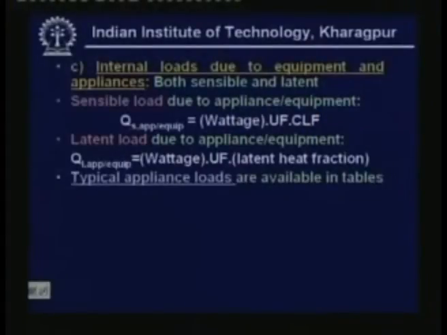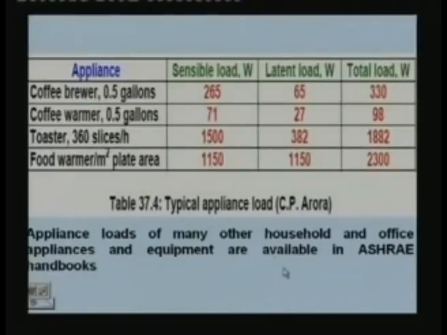And typical appliance loads are available in the form of tables. Let me show a typical table. This table is taken from Professor Arora's book, and here I have just shown 4 appliances. A coffee brewer of 0.5 gallon capacity rejects about 265 watts of sensible load and about 65 watts of latent load, and the total load of this particular appliance is 330 watts. And a coffee warmer of 0.5 gallon capacity rejects about 71 watts in the form of sensible heat and 27 watts in the form of latent heat.